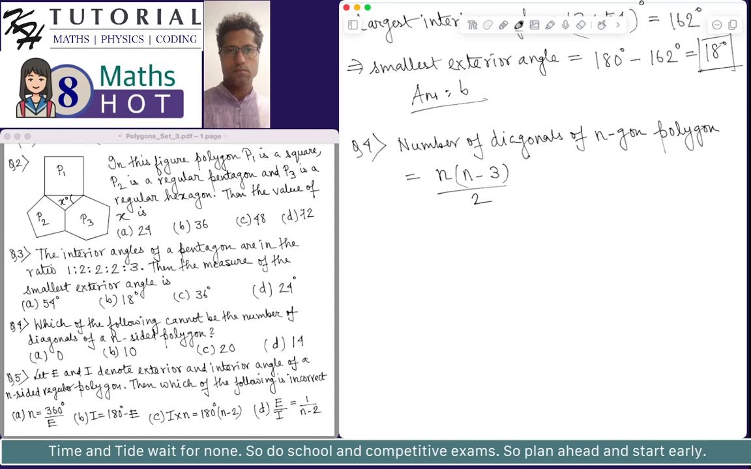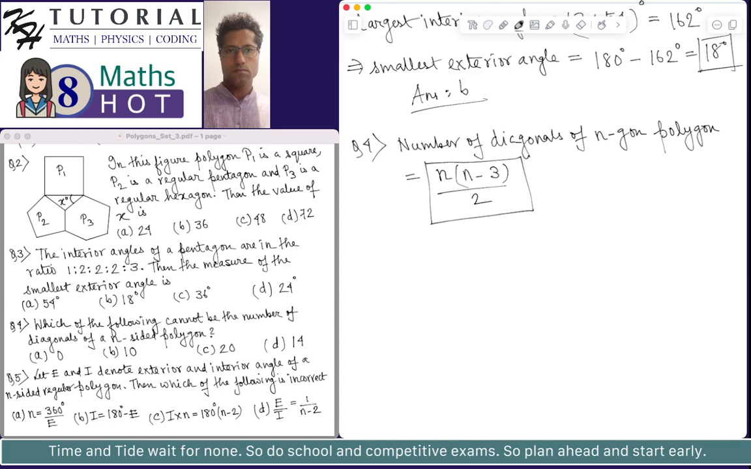Now, which of the following cannot be the number of diagonals of an n-sided polygon? That means that from the given numbers of diagonals, we need to check each one and see what value of n comes out. If we know the number of diagonals, we can easily find n. So for each of the given numbers of diagonals, we need to see if we can find a valid n. Now remember, n is a natural number and obviously it should be greater than or equal to 3.